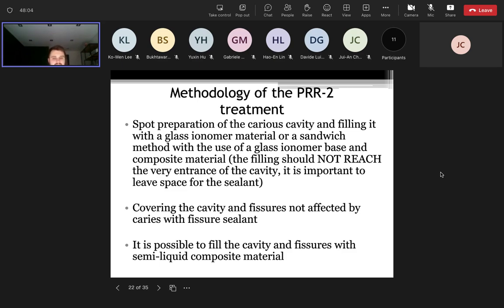Then we have to remember that the filling should not reach the very entrance of the cavity, because it is important to leave space for a sealant. It is the main error in that technique. We cover the cavity and fissures not affected by the caries with a fissure sealant, and then it is possible to fill the cavity. Of course, we can fill the cavity with semi-liquid composite materials. It is also a good thing.